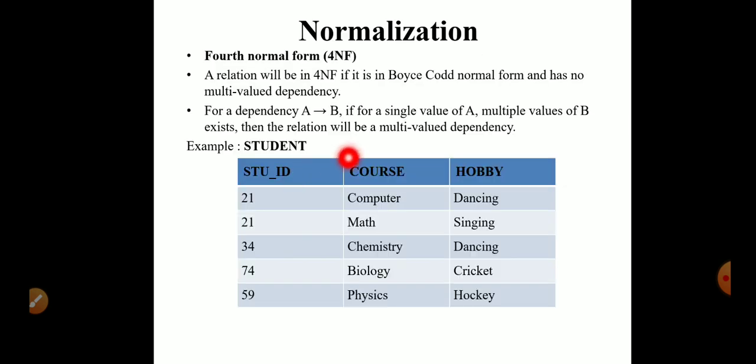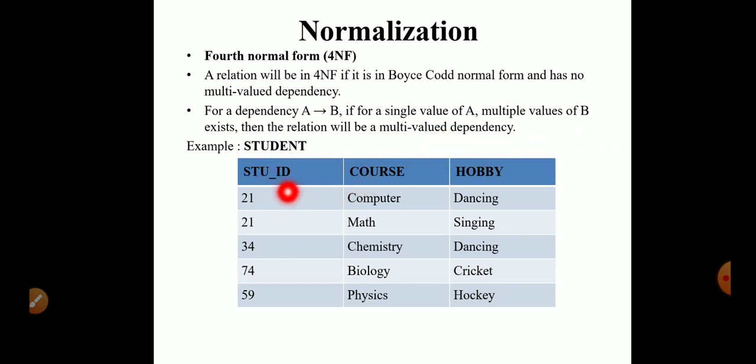The next normal form is fourth normal form. A relation will be in fourth normal form if it is in Boyce-Codd normal form and has no multi-valued dependency. So for a dependency A tends to B, if for a single value of A, multiple values of B exist, then the relation has a multi-value dependency.